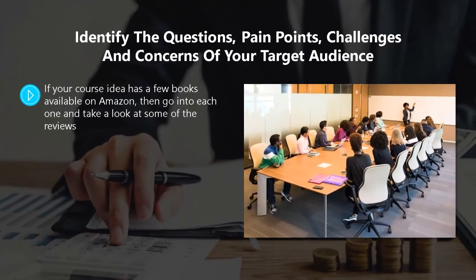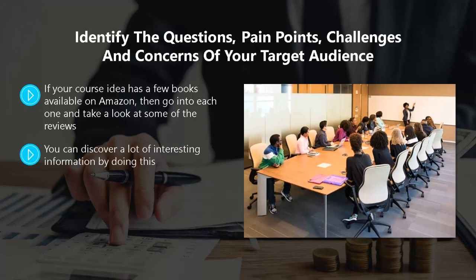If your course idea has a few books available on Amazon, then go into each one and take a look at some of the reviews. Forget the 5 and 4-star reviews and focus on the 3 and 2-star reviews. Why? Because the people that leave 3-star reviews in particular are usually going to leave specific points. You can discover a lot of interesting information by doing this.